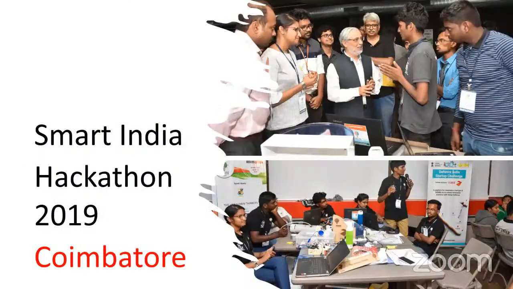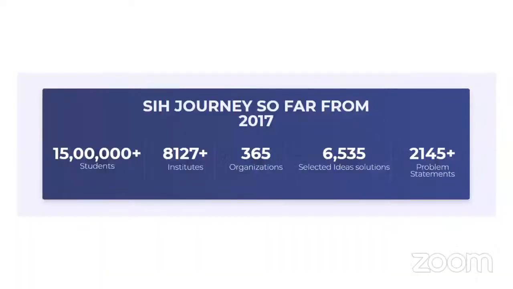This team is from our university. They participated in the 2019 Smart India Hackathon, which happened in Coimbatore. So far, since 2017, 15 lakh plus students have participated in Smart India Hackathon, with 8,127 institutions and 365 organizations which supported the hackathon, where 6,535 ideas have been selected, with 2,145 plus problem statements uploaded.